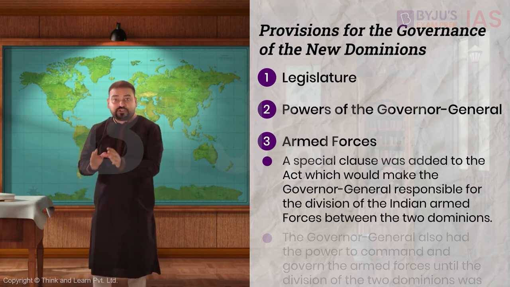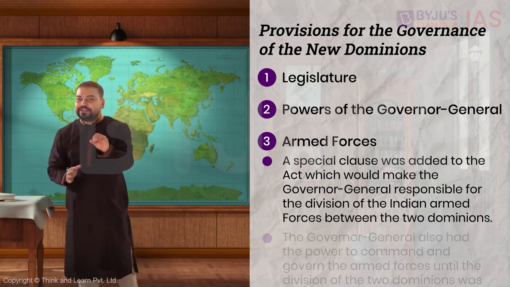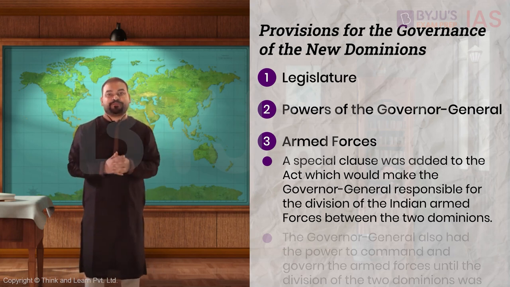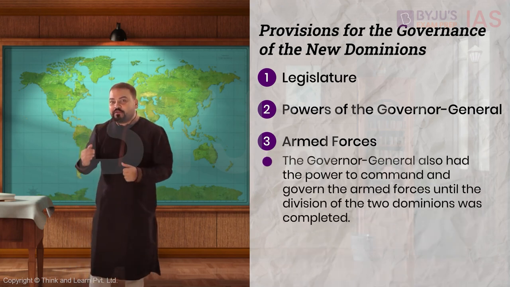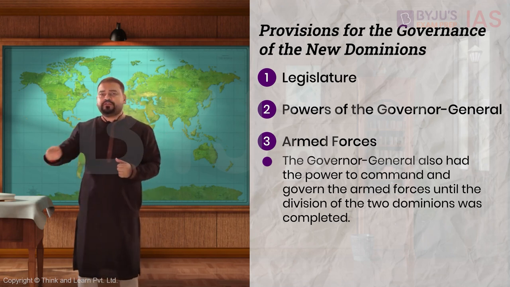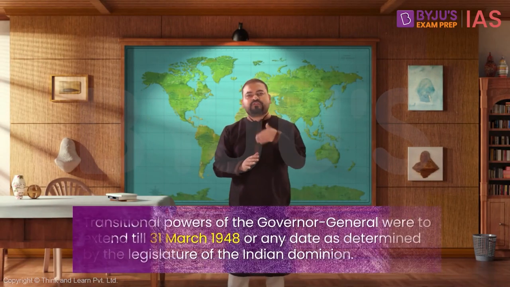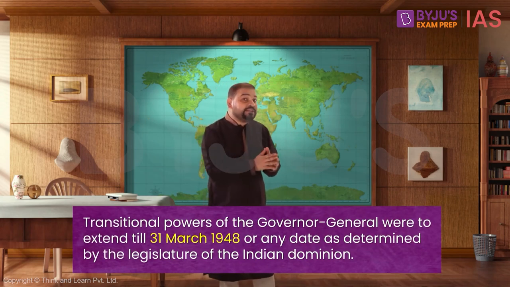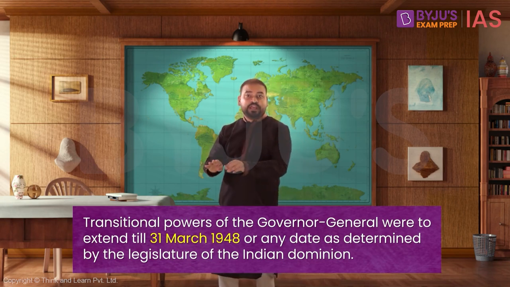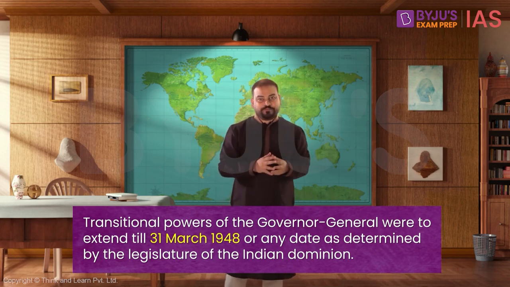A special clause was also included in the Act, which made provisions for the Indian Armed Forces. There were to be stipulations which would make the Governor General responsible for the division of the Indian Armed Forces of His Majesty between the two dominions. He also had the power to command and govern those forces until the total division between the two dominions was complete. These transitional powers were to extend till 31st March 1948 or any such date as may be determined by the legislature of the Indian Dominion.